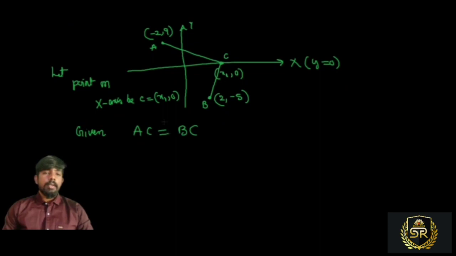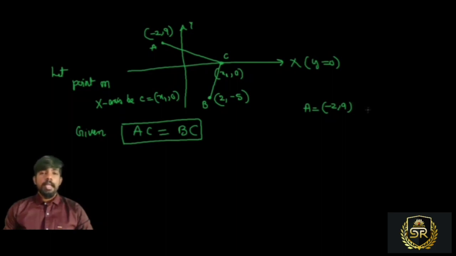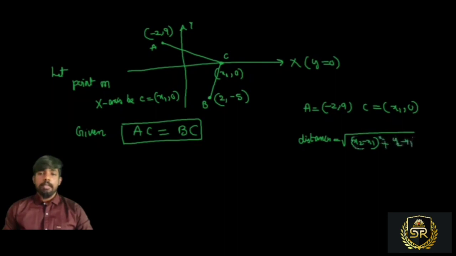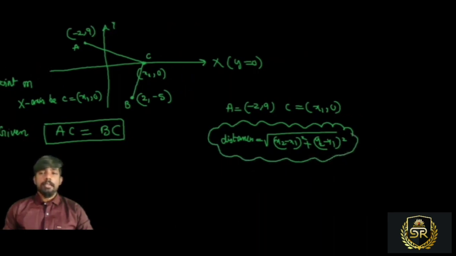Now we know point A and point C. First find the AC distance. Point A is minus 2 comma 9, and point C is x1 comma 0. We know the distance formula, right? Before using it, let me mention the formula: distance equals root over x2 minus x1 whole square plus y2 minus y1 whole square.